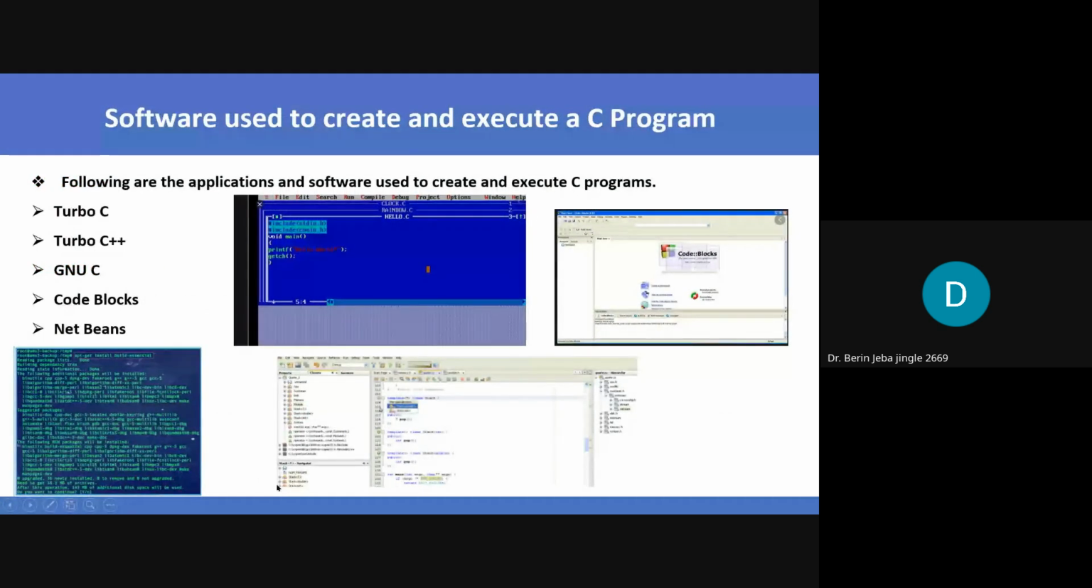First, what software can we use to execute C? There are applications and software used to create and execute C programs. We can use Turbo C, Turbo C++, GNU C, Code::Blocks, and NetBeans. These are the software we can use for running C programs.